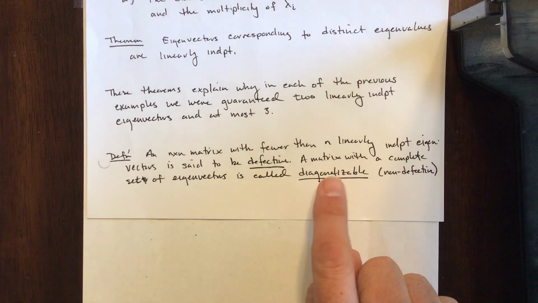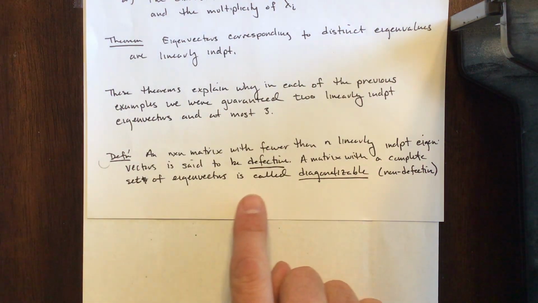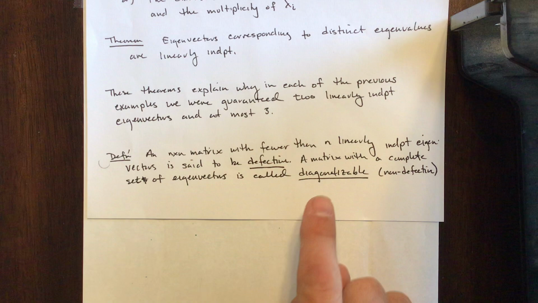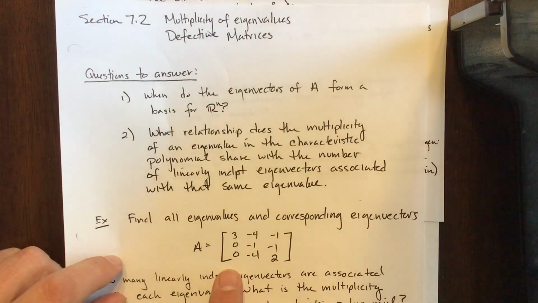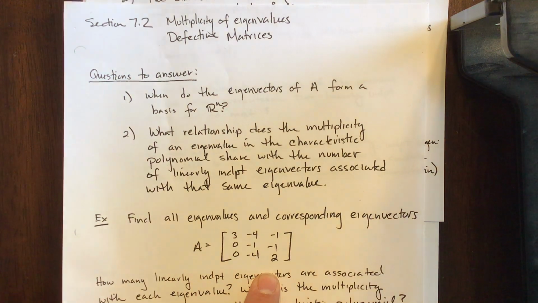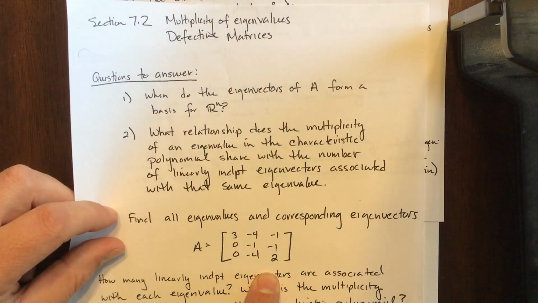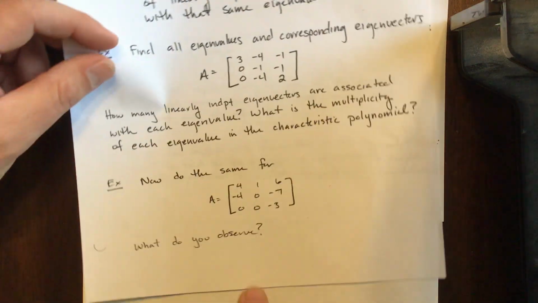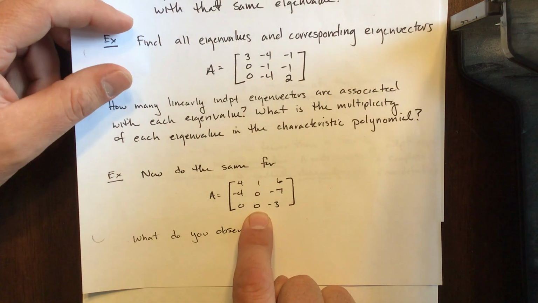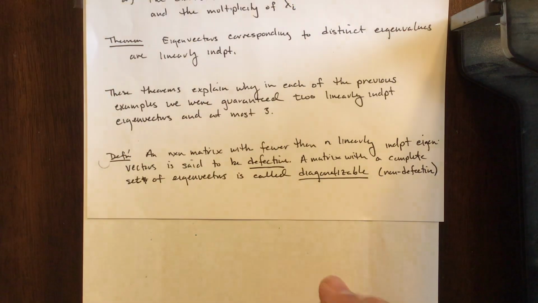Whereas a matrix with a complete set of eigenvectors is called diagonalizable or non-defective. This had 3 eigenvectors associated with this matrix, so it was diagonalizable or non-defective. This one had only 2, and so it was defective. It's a very important definition.